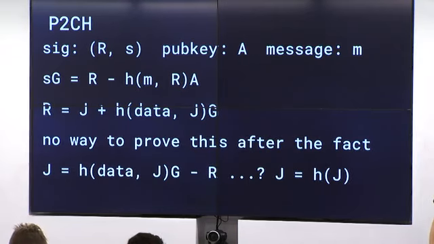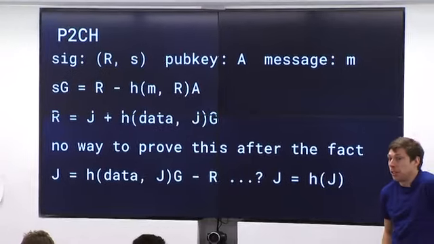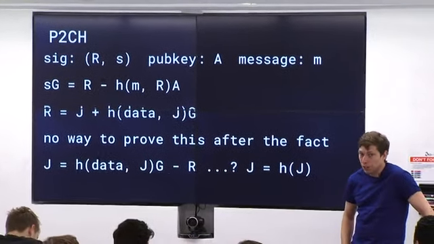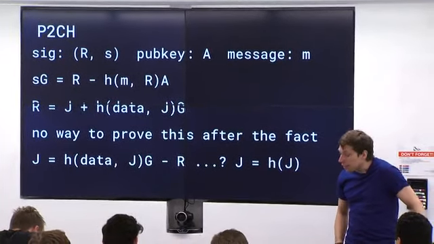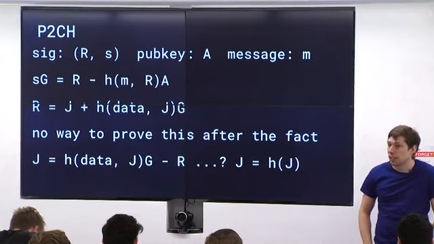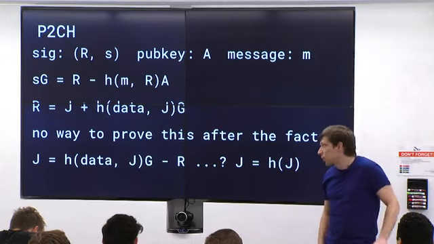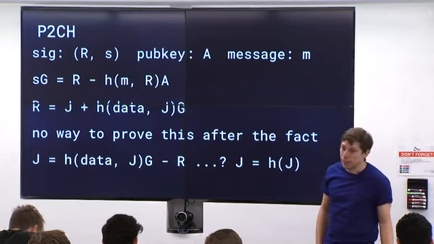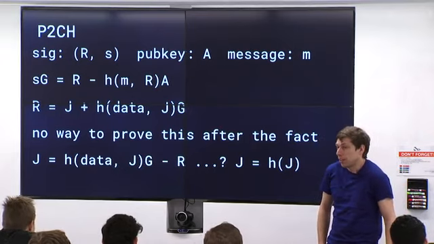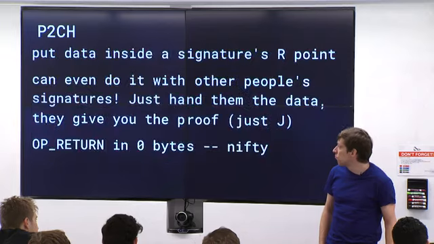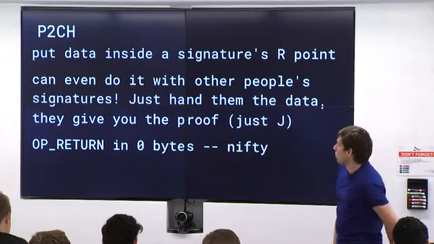And this is cool because if you don't know about it, it just looks like a regular signature with a regular R value. But if I tell you about it, I was like, yeah, when I signed that, I actually put some extra data into here. So that's kind of better than op return, right? There's 0 bytes overhead. You're going to sign anyway. So you can put data inside a signature's R point.